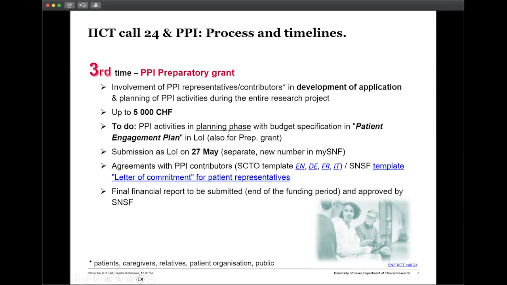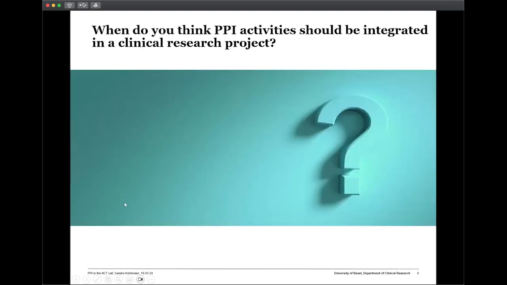and what you have to do is you just mention all your PPI activities that you want to do in the planning phase in this so-called patient engagement plan in the letter of intent. And this you can also then use for the preparatory grant. As I already said, it is welcome from the SNSF that you have an agreement with your PPI contributors. The SCTO has templates, but also the SNSF has a template for the letter of commitment for patient representatives. The final financial report has to be submitted at the end of the funding period, and this will then be approved by the SNSF. But this is the only reporting that you need for this grant.